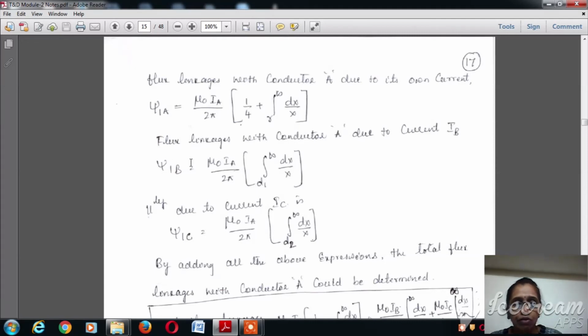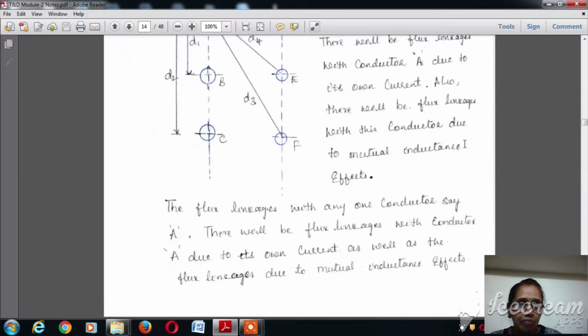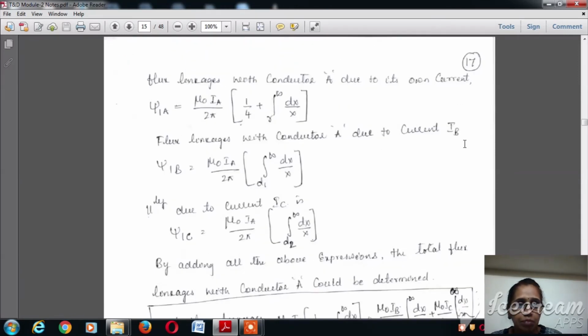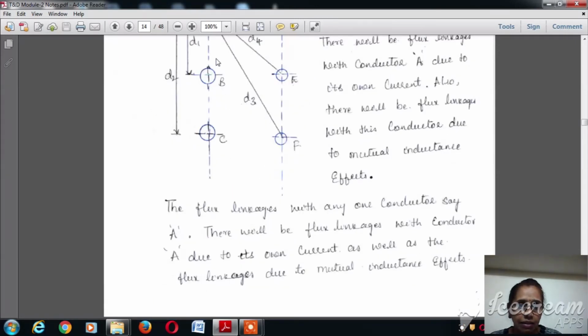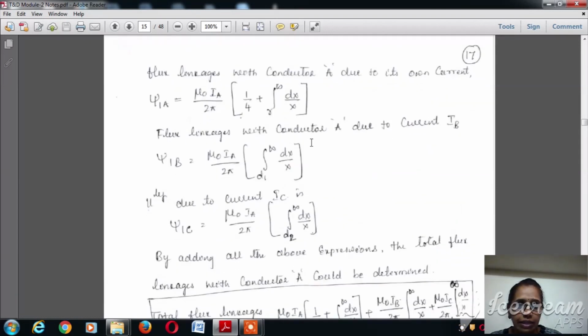Now the flux linkages with the conductor A due to the current Ib, that is the current flowing through the conductor B, is psi 1b equal to mu naught into Ib divided by 2 pi, integral of d1 to infinity dx divided by x, because the distance between the conductor B and A is d1.